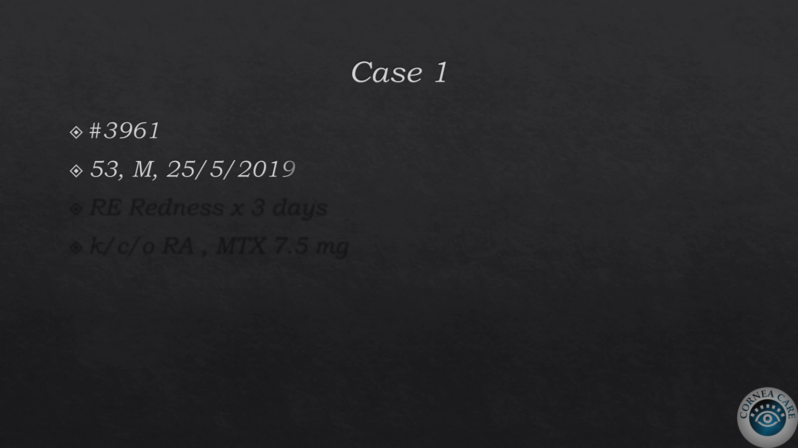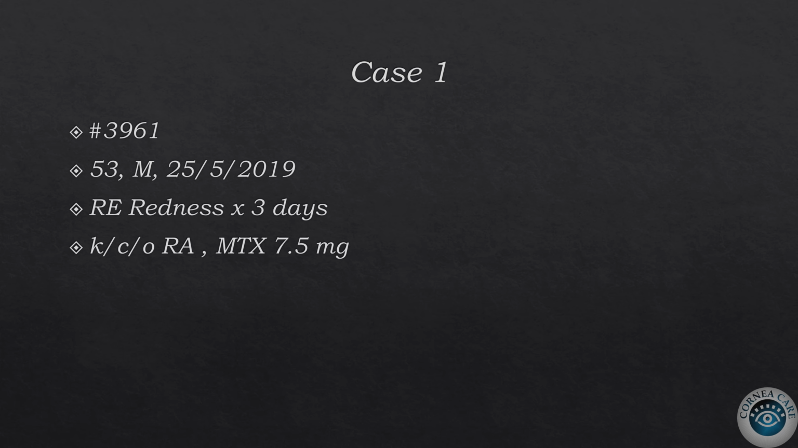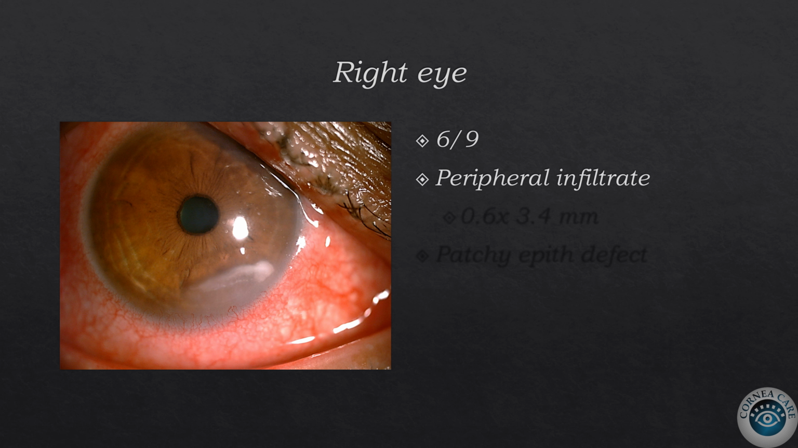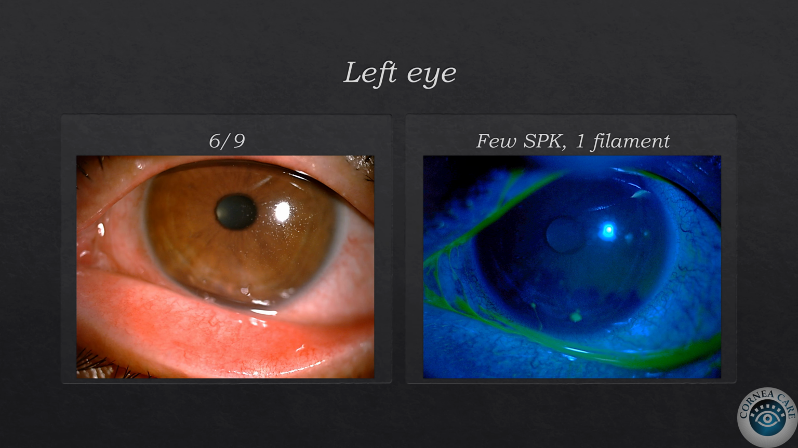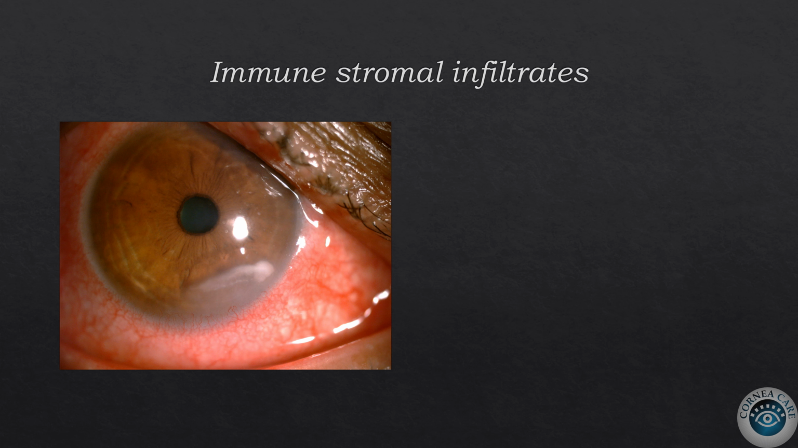A 53-year male was referred for right eye redness of recent origin. He was a known case of RA for which he was on methotrexate 7.5 mg. His right eye had a linear greyish-white peripheral infiltrate with some areas of overlying epithelial defect. Other eye had few inferior SPKs and one filament. Right eye infiltrates appeared immune-mediated as it was peripheral greyish-white except one area which appeared yellowish-white.